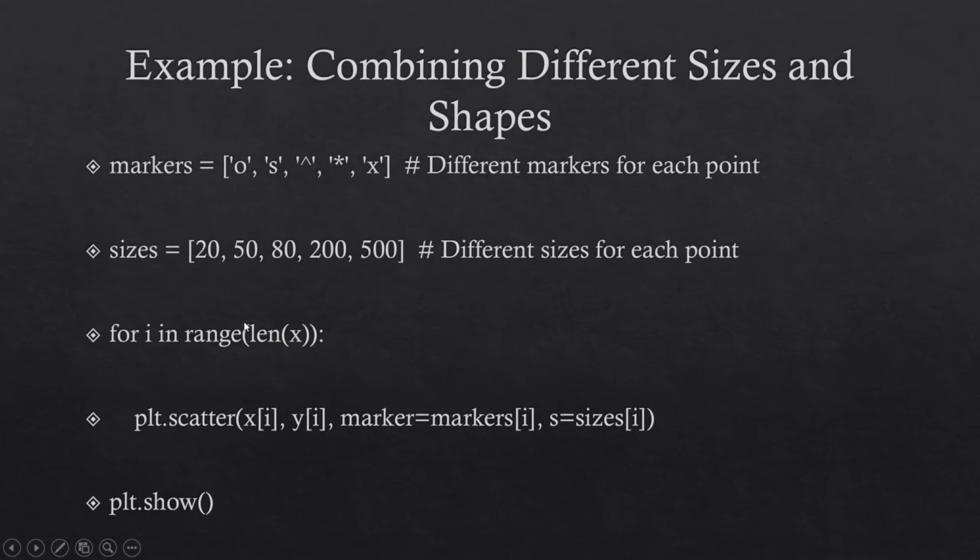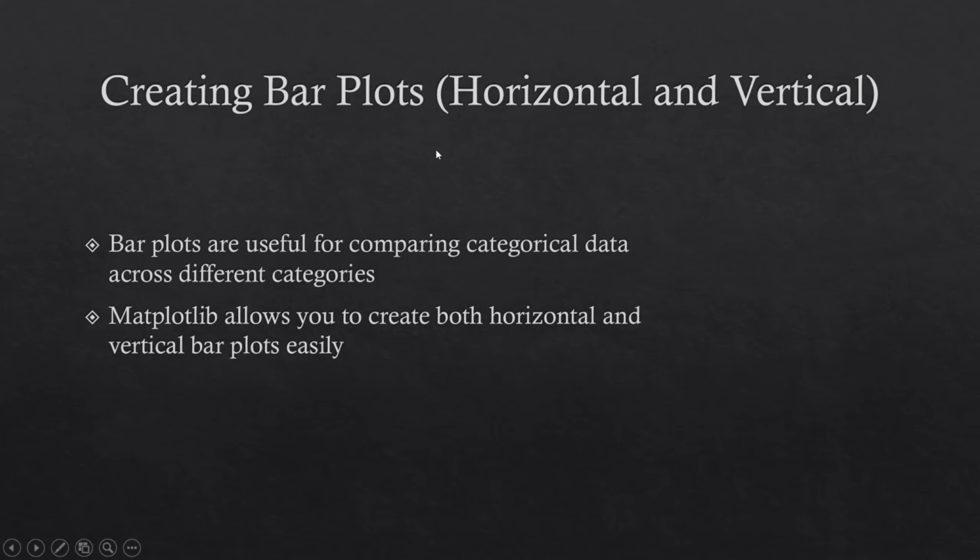for i in range(len(x)): plt.scatter(x[i], y[i], marker=markers[i], s=sizes[i]). plt.show. Next, bar plot. Okay.